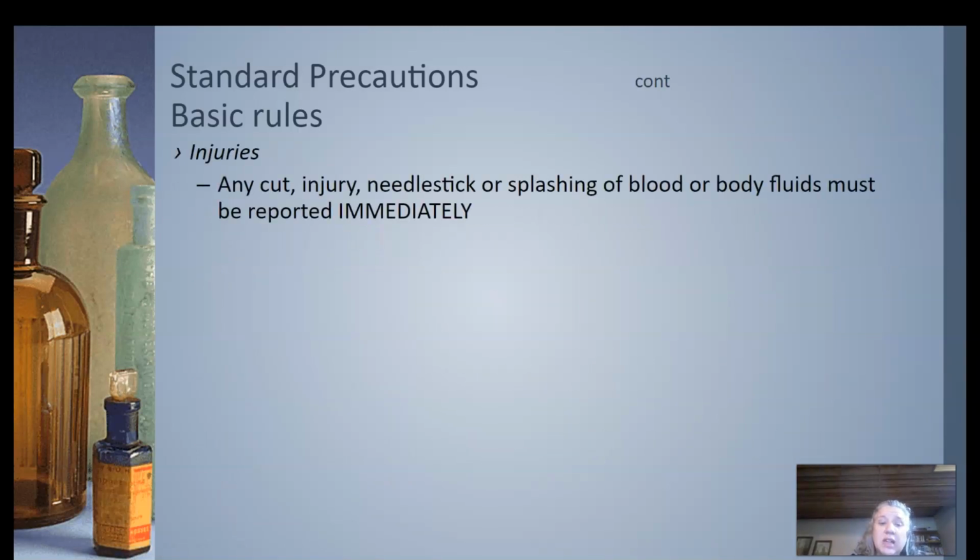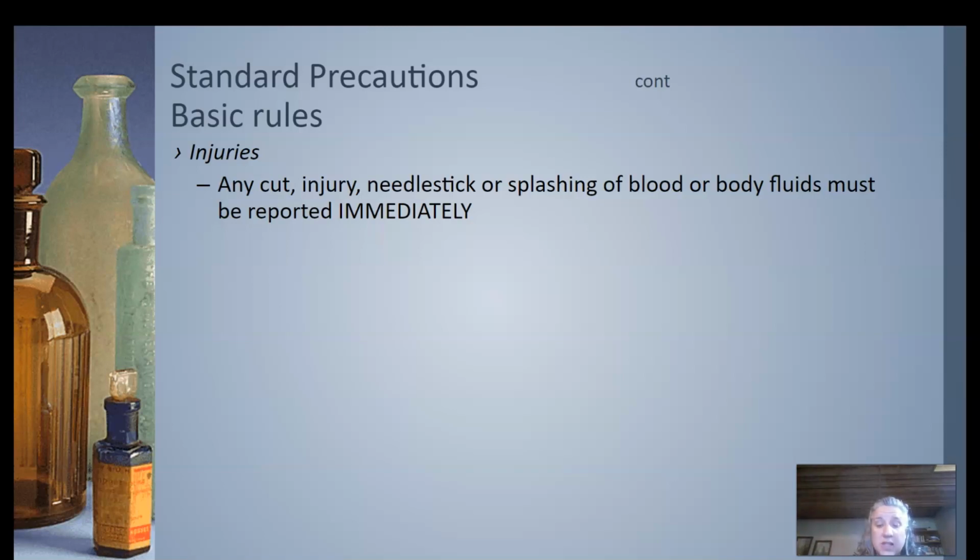Any cut, injury, needle stick, or splashing of blood or body fluids must be reported immediately. That's the key here, is it needs to be reported immediately. You're not to wait until your shift is over. You're not to wait until your task is completed. You're to report it immediately.